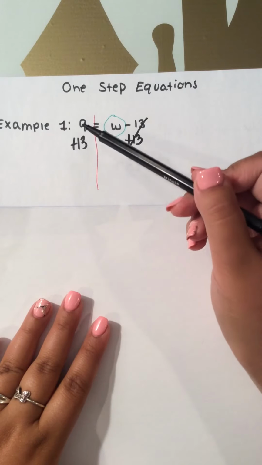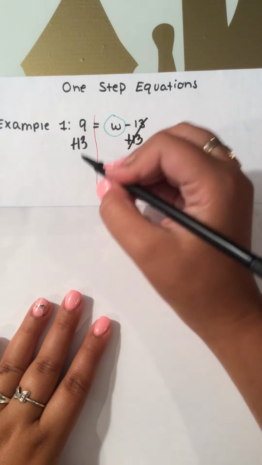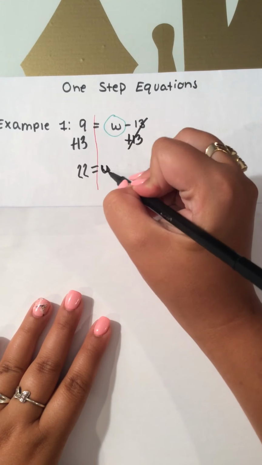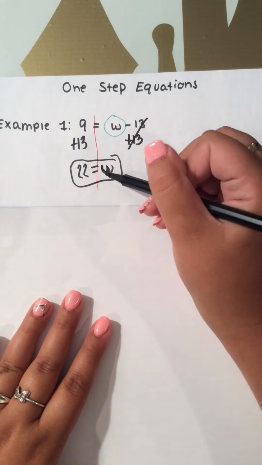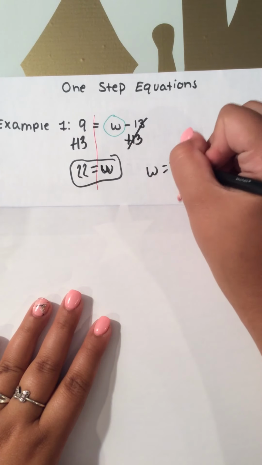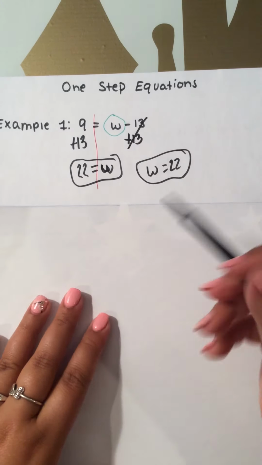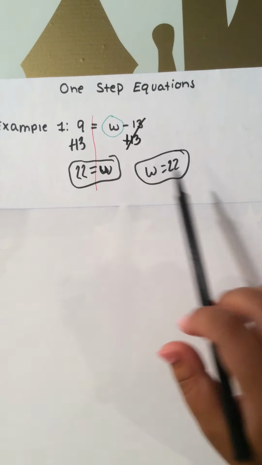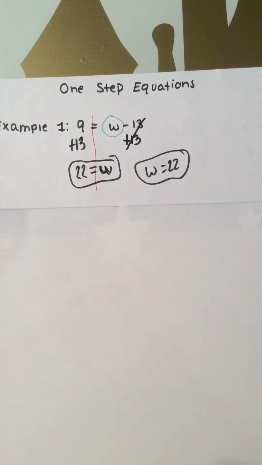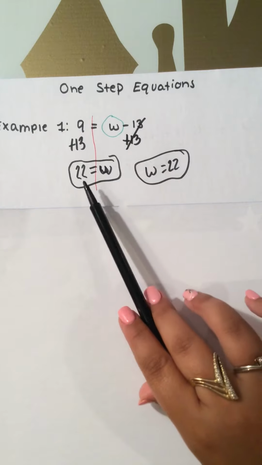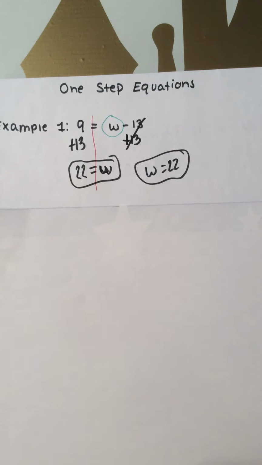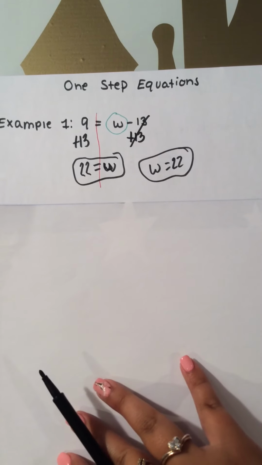So now I'm just going to do 9 plus 13. Well, 9 plus 13 is 22. So 22 equals W. Oops, sorry, that's a weird W. You can write it like this, or you can say W equals 22. They both mean the same thing. I personally like the variable first. But if you wrote it like this, that's the exact same thing. It doesn't matter, so don't worry about that. But if you solve it this way and you want the W on the other side, just flip it over. It's honestly whatever you prefer at that point, okay?